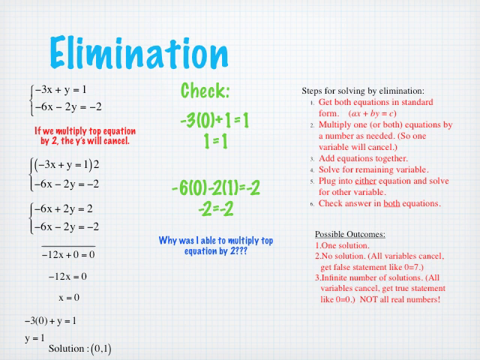Why was I able to multiply the top equation by 2? I was just doing the same thing to both sides. So we will use that, and sometimes we'll use it on more than one equation, and we'll see that coming up.